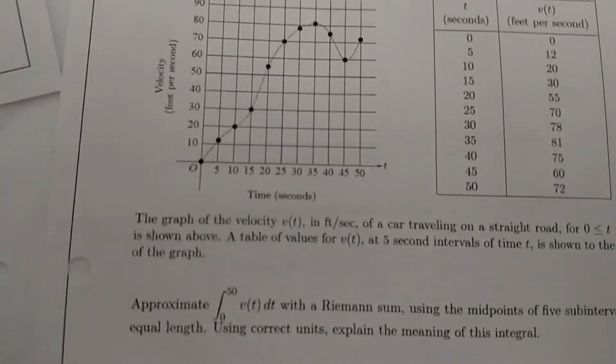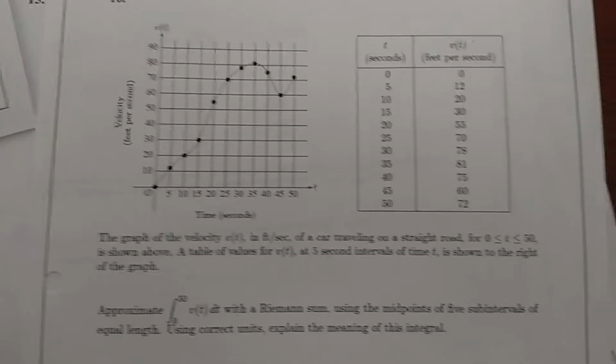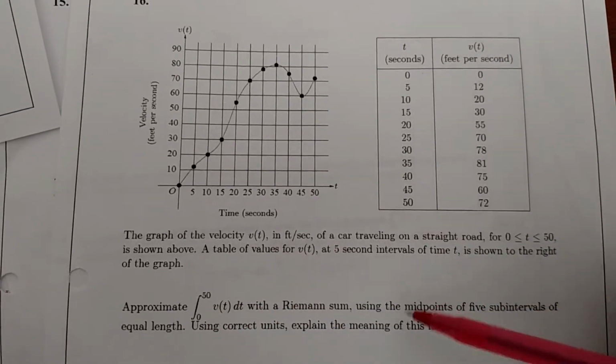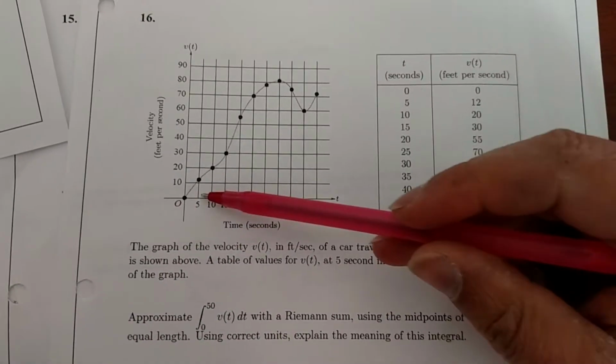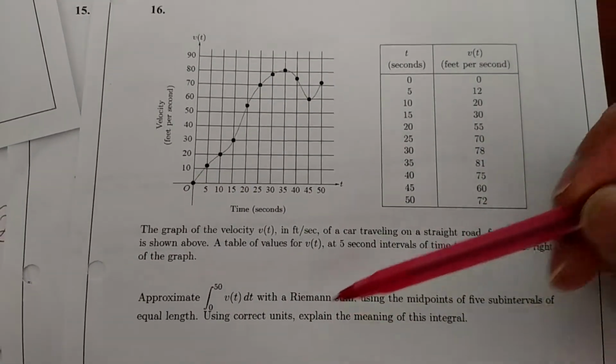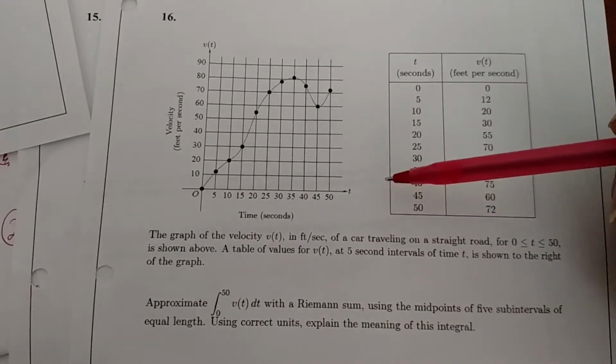All right, for 16, here's 16. You want to approximate from 0 to 50 with a Riemann sum using midpoints. So 0 to 50, and you want to use 5 subintervals.